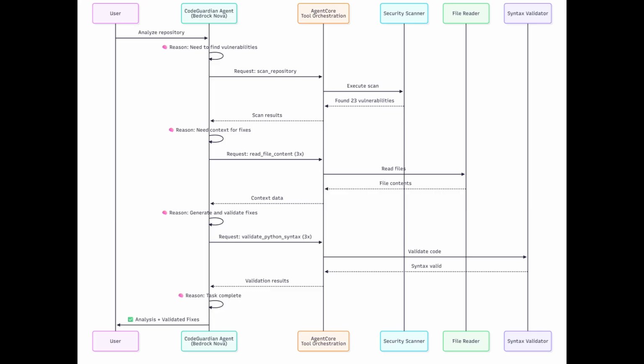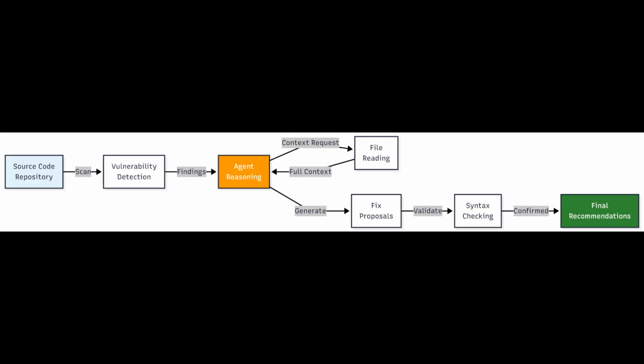These tools interact with data sources, primarily the target repository's source code and potentially external vulnerability databases, like CWE standards, for context. The results from the tool executor are sent back to the tool orchestrator, Agent Core, which then feeds these execution results back to the reasoning engine in the main agent. The agent iterates through this loop, reasoning, selecting a tool, executing it, and analyzing results multiple times.